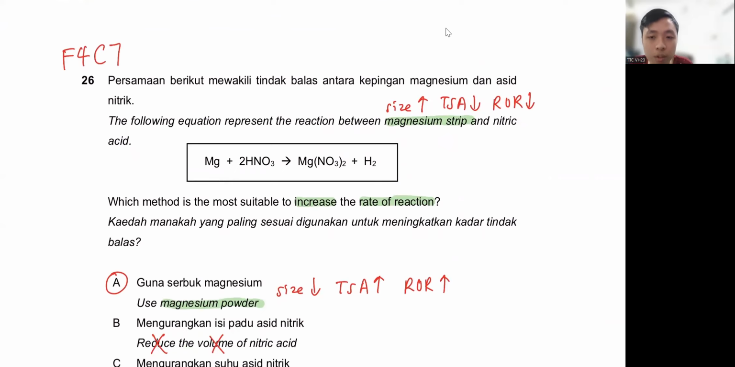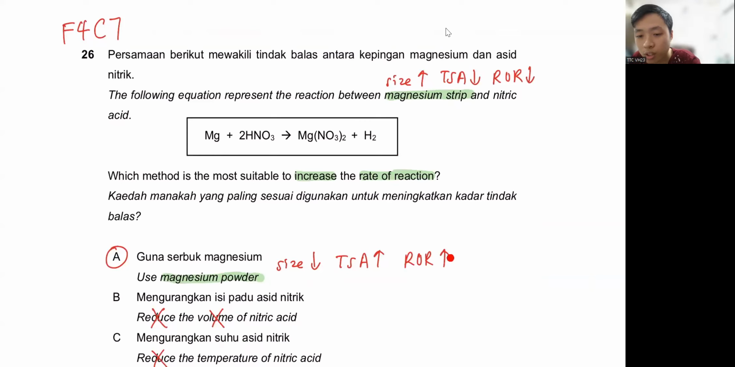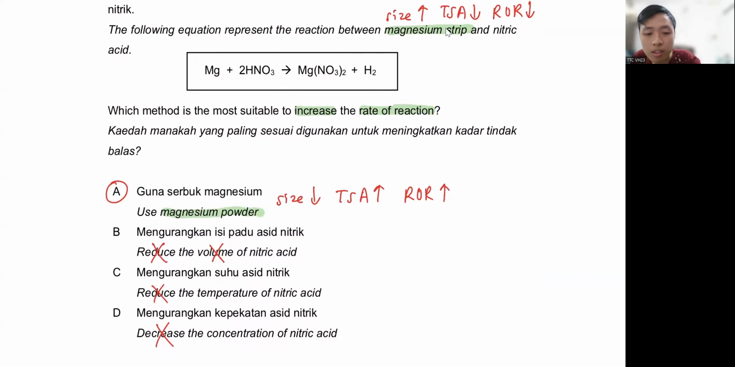Question 26 is Form 4 Chapter 7. The answer is A. Magnesium. How to increase the rate of reaction? You can use magnesium powder. Why? You know the factor: the smaller the size, the larger the total surface area exposed, the higher the rate of reaction. D is wrong. In Form 4 Chapter 6 and Chapter 7, I never mentioned volume. C is temperature, you have to increase. Concentration, same, you have to increase.